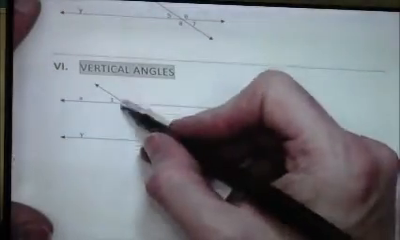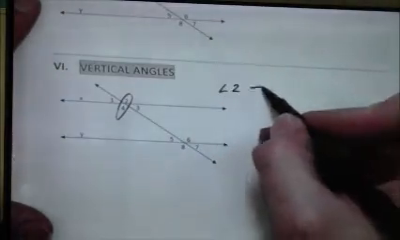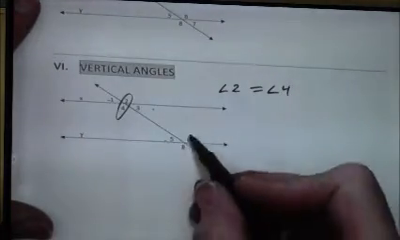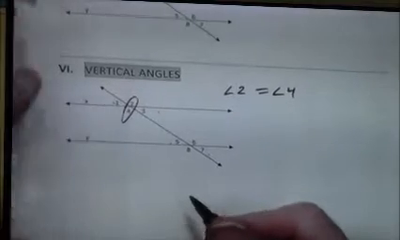In the bottom, the vertical angles, the ones that are more just expected that you know now, say 2 and 4, angle 2 is equal to angle 4, so is 1 and 3, 5 and 7, 6 and 8. That's the idea on that.